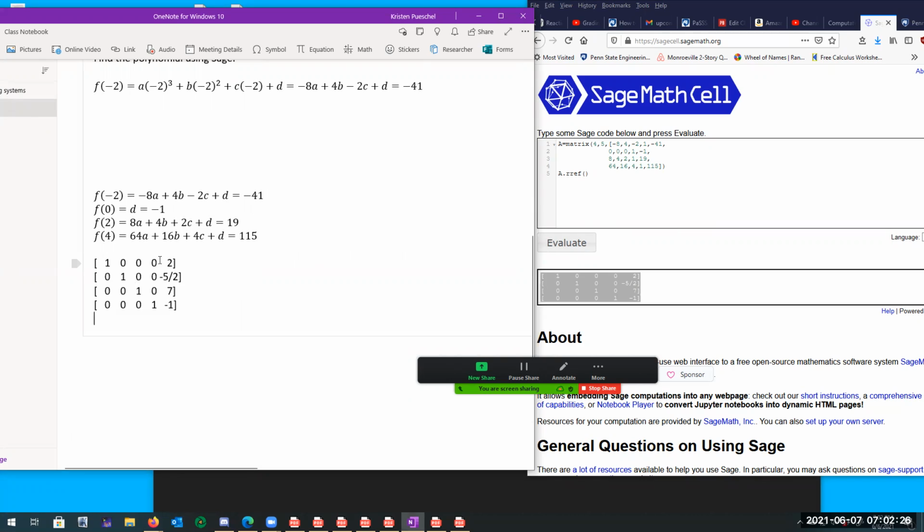So what have we got? Notice that this is our augment. So we have our augment column here with values 2, -5/2, 7, and -1. And then to the left of that, notice we've got this identity matrix. So we can read this off again. It tells us that A is equal to 2, and that B is equal to -5/2, and C is equal to 7, and D is equal to -1.